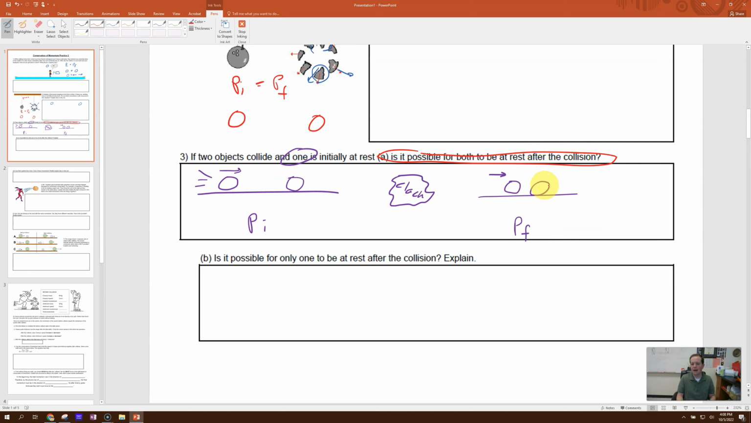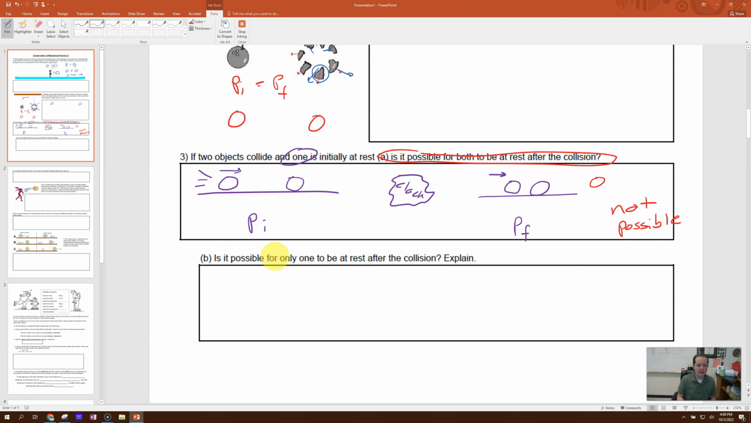Because this is implying that the momentum is 0. But the momentum needs to be something, some number to the right. So for 3A, it is not possible. Unless there was some interfering force, this would violate conservation of momentum.